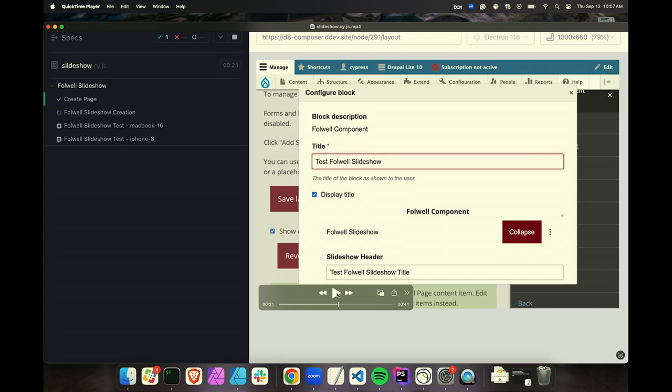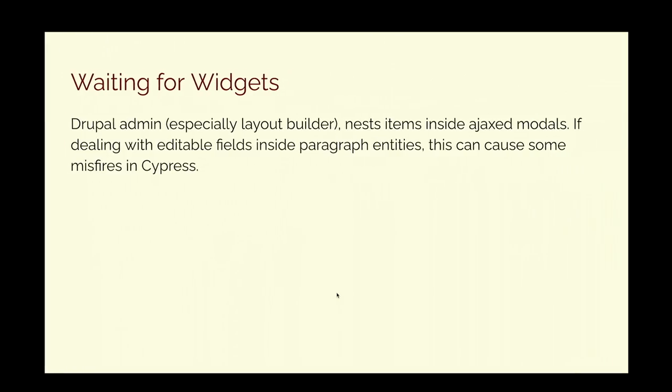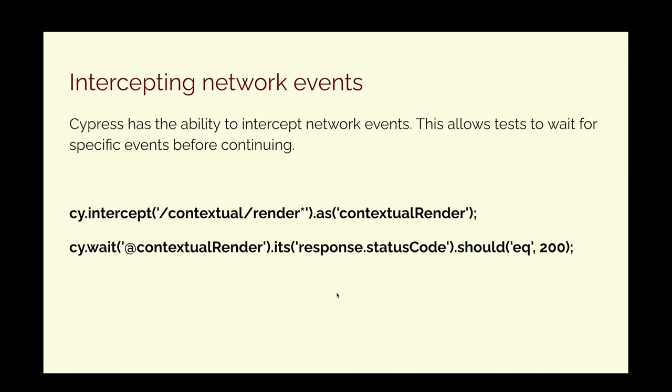So the biggest problem we had was tests intermittently failing because of how long it would take for things to render, because sometimes it would not just be the network events. Cypress does have a way for intercepting network events, which is very useful. That's half of the problem.